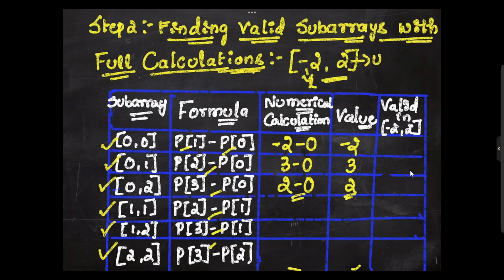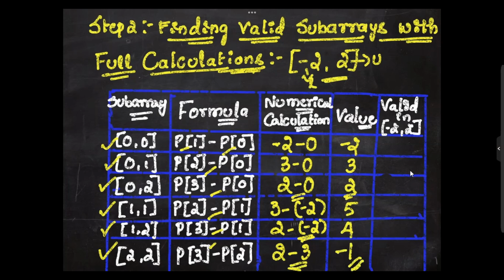Next, we'll be going with, for 1, 1, prefix 2 minus prefix 1. Nothing but 3 minus of -2. You can calculate in the similar way. Here, this one will be 2 minus of -2, right? I hope this is clear. The final step is 2 minus 3 here. In this case, we will get 5, 4 and -1. So I hope this is clear, right? How we got this one.